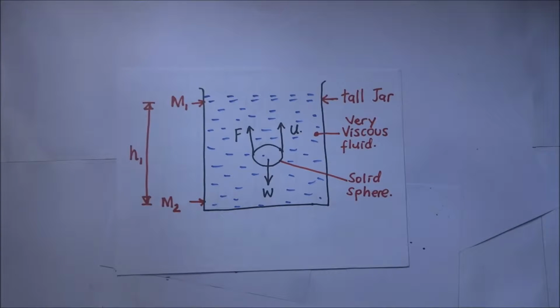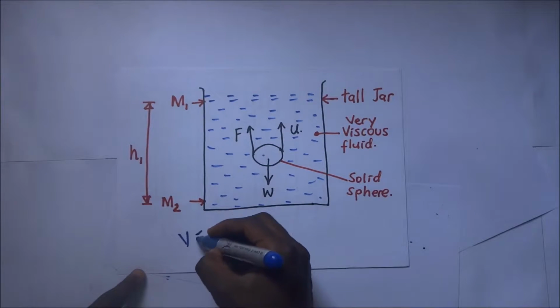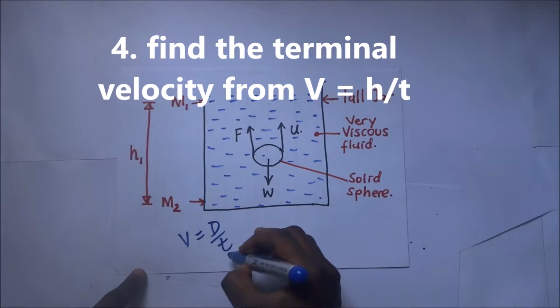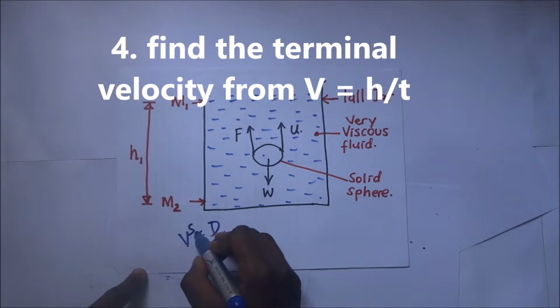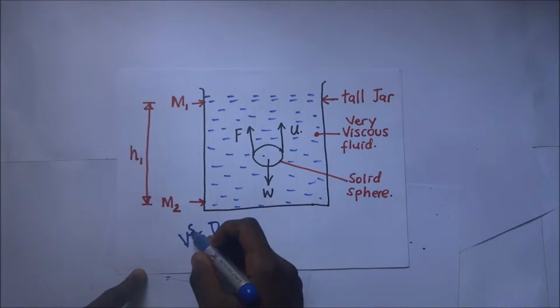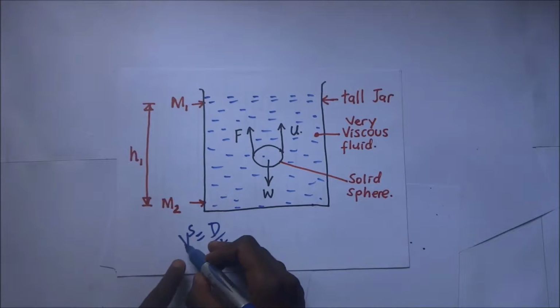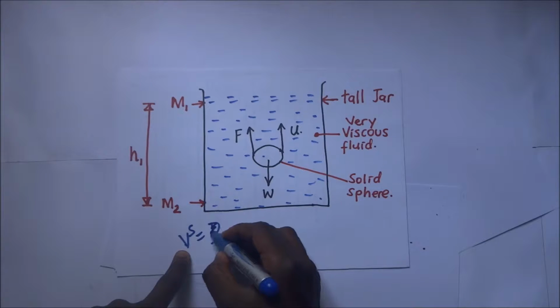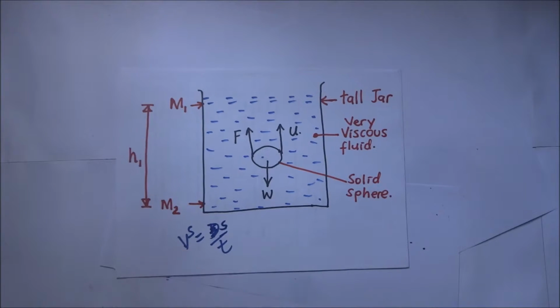And when that happens, you go ahead and find the terminal velocity. Now we know this is finding the terminal velocity experimentally. You know that velocity is given by distance over time, or that speed is given by distance over time. So it's the same, speed and velocity. Let me call this distance S over time. So it's the same thing here.